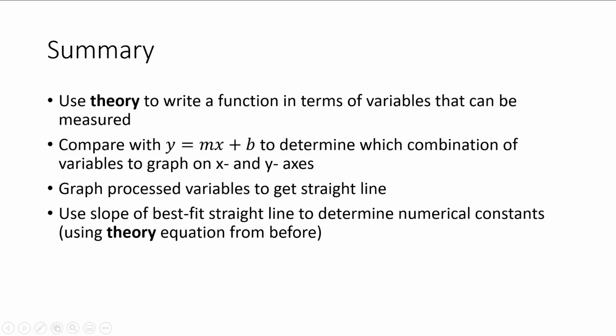So in summary, we linearize in order to figure physical constants out. We use theory to write a function in terms of variables that can be measured. Theory as in equations. And we compare with y equals mx plus b to determine which combination of variables to graph on the x and y axes. We graph our processed variables to get a straight line function. Maybe we get something like this initially. Then the slope or gradient of our best fit straight line can be used to determine our numerical constants.